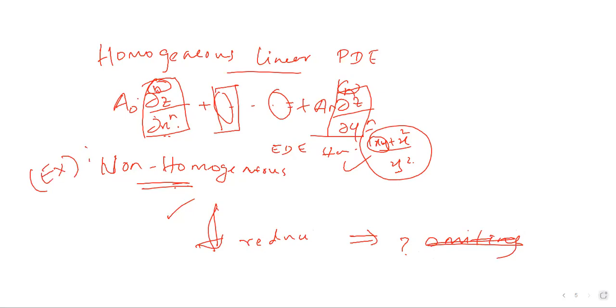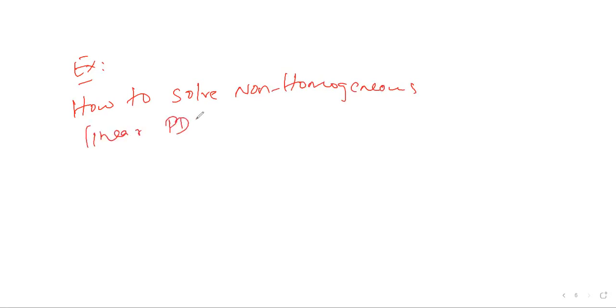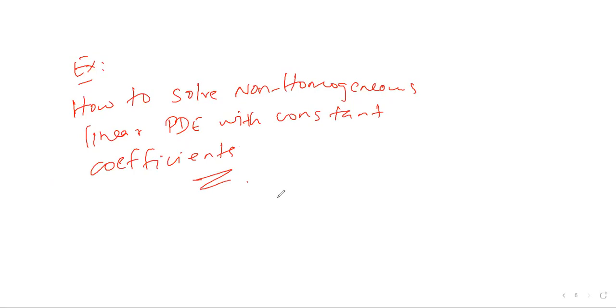The exercise is: you have to find how to solve non-homogeneous linear PDE with constant coefficients. Just refer to this one. If time permits, we can check later, but for now I'm just giving it to you as an exercise. Take down the notes, same idea, but a little bit more work for the reductions. We have to reduce that using some ideas. That is your exercise.